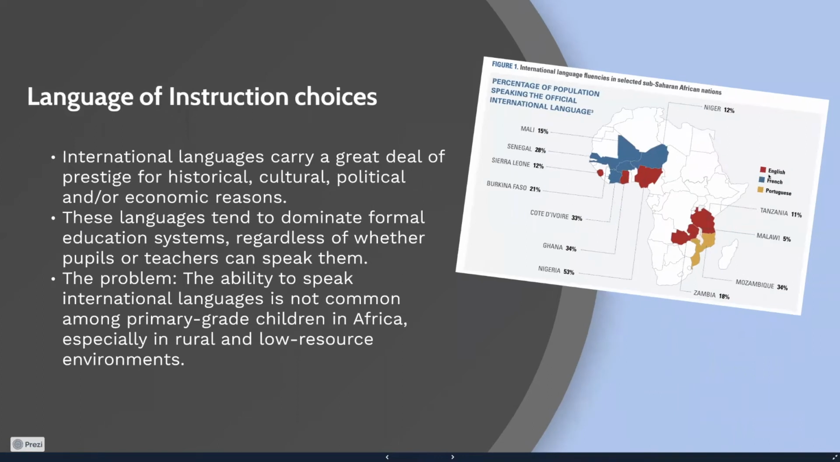Now, looking at language of instruction choices. International languages, such as English, French, Portuguese, and Arabic, carry a great deal of prestige for historical, cultural, political, and economic reasons. And so these languages tend to dominate formal education systems, regardless of whether the pupils or the teachers can speak them. And the problem comes when the ability to speak international languages is not common among primary grade children in Africa, especially those in rural and low resource environments.